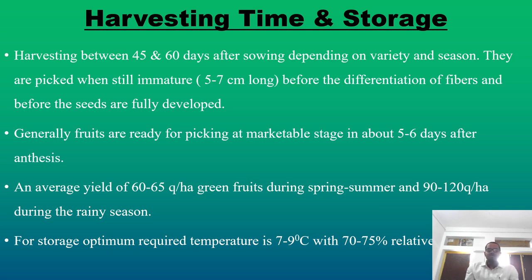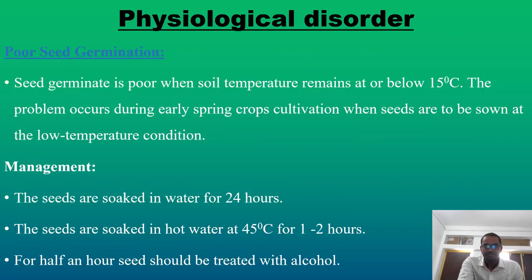And after harvesting, if we are going to store it in cold storage, the optimum temperature requirement for okra will be 7 to 9 degrees centigrade, and the relative humidity must be 70 to 75% respectively. And if we cultivate okra, some physiological disorders appear.